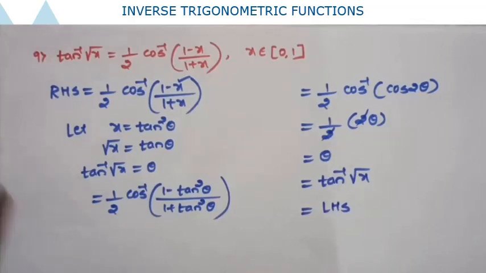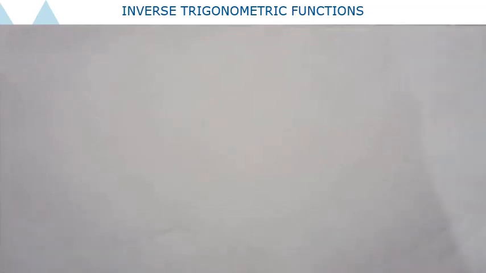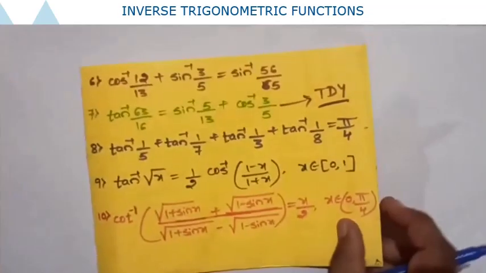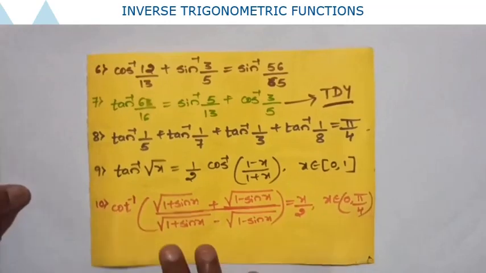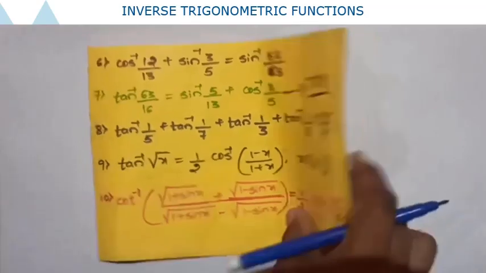So now let me take the 10th one. What is the 10th example? The 10th one is: prove that cot inverse of [root of (1 plus sin x) plus root of (1 minus sin x)] whole divided by [root of (1 plus sin x) minus root of (1 minus sin x)] equals x by 2, where x belongs to the open interval 0 to pi by 4. Okay, so we'll consider the 10th example now.